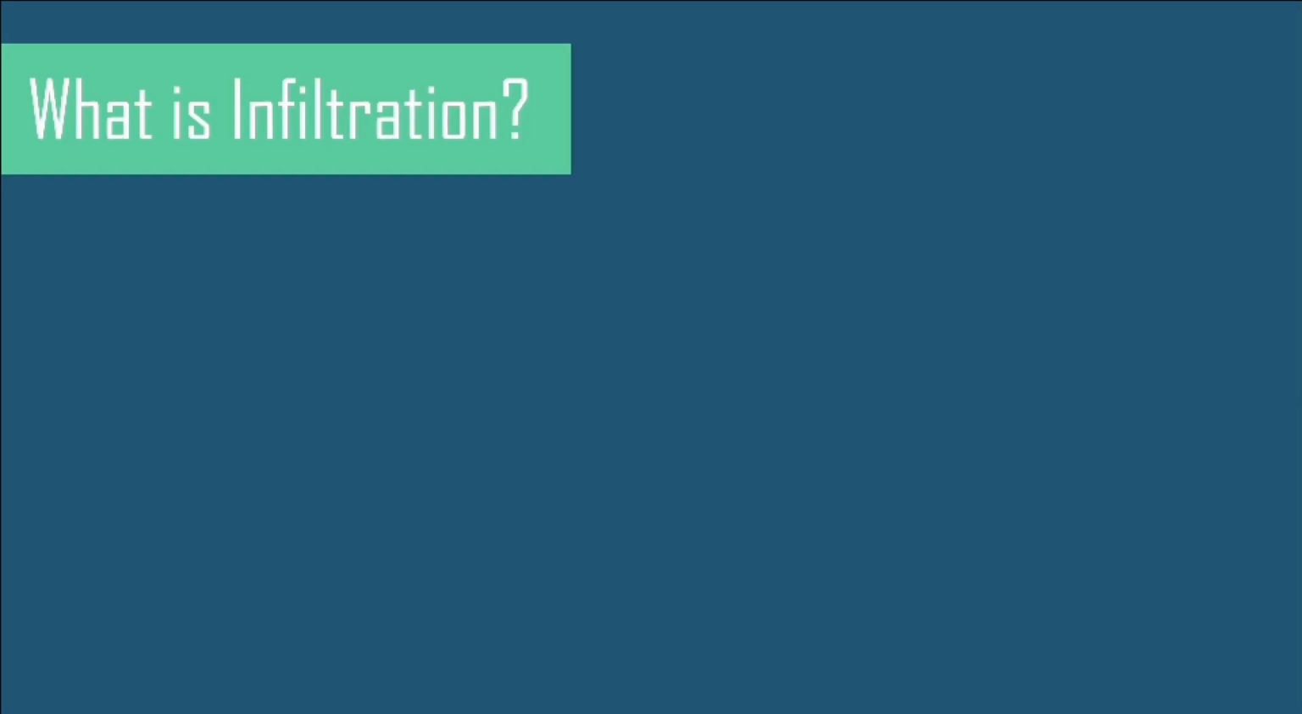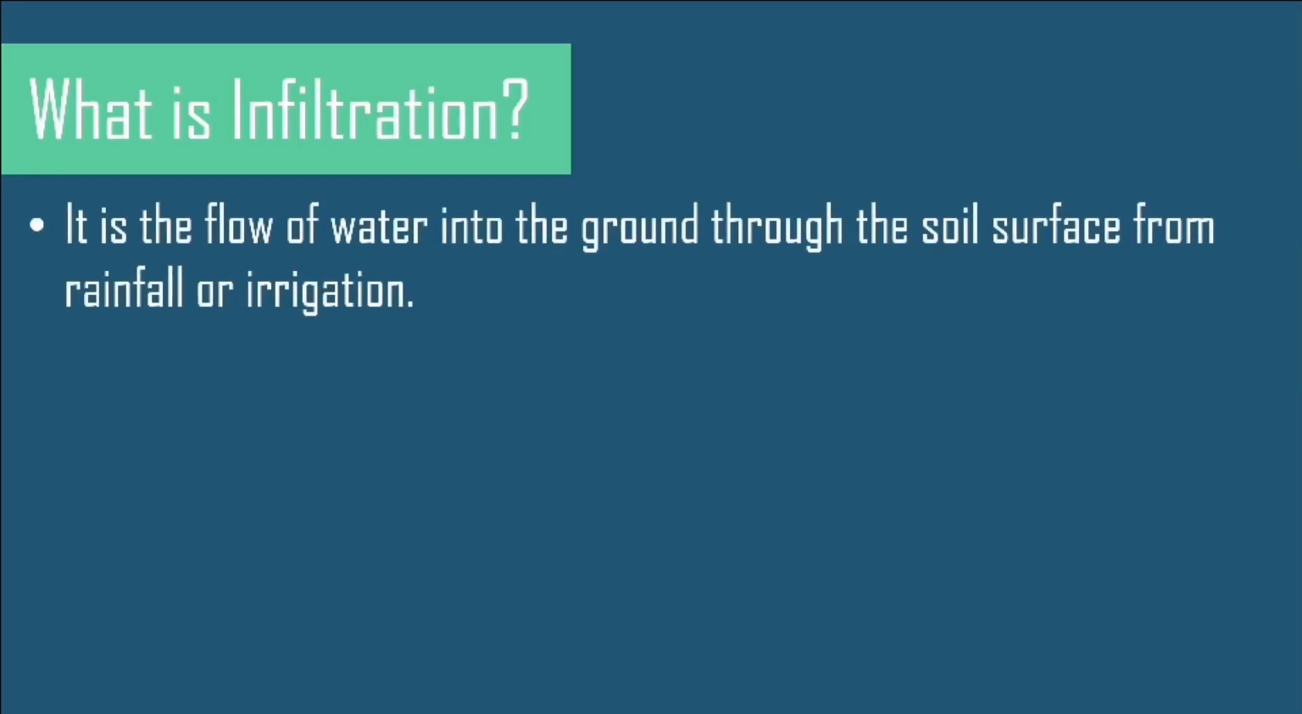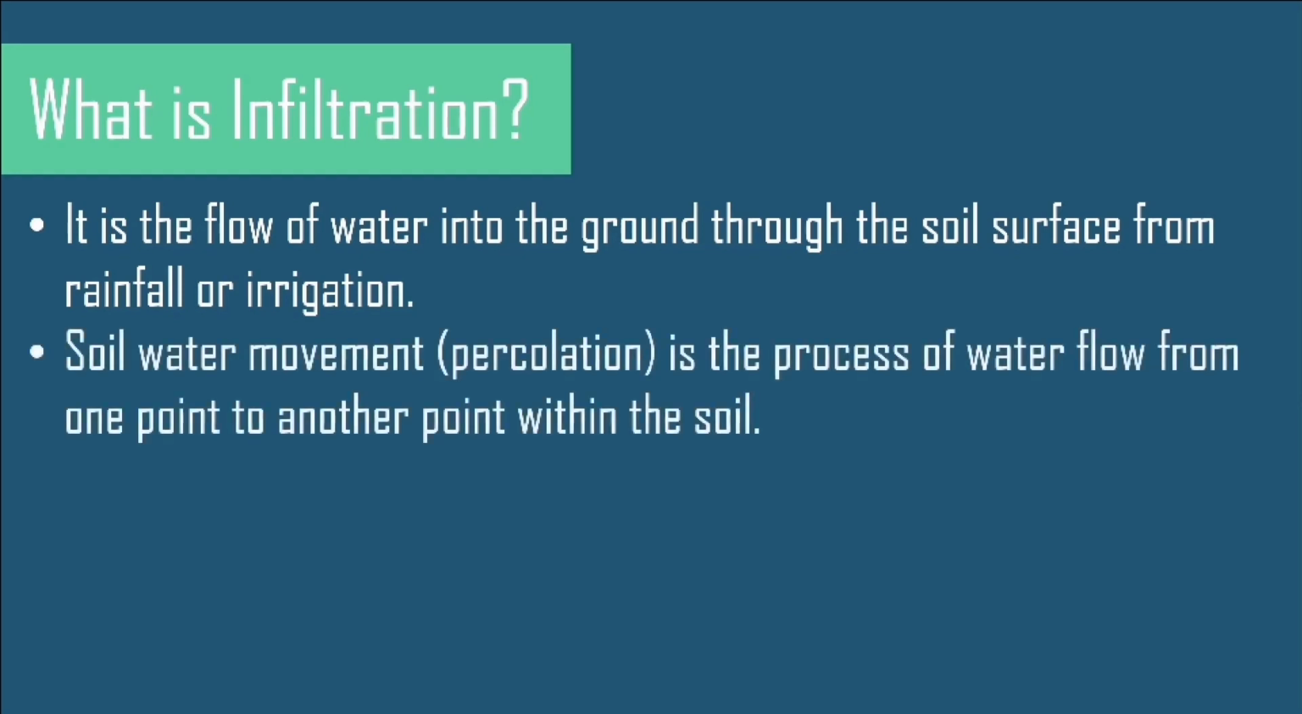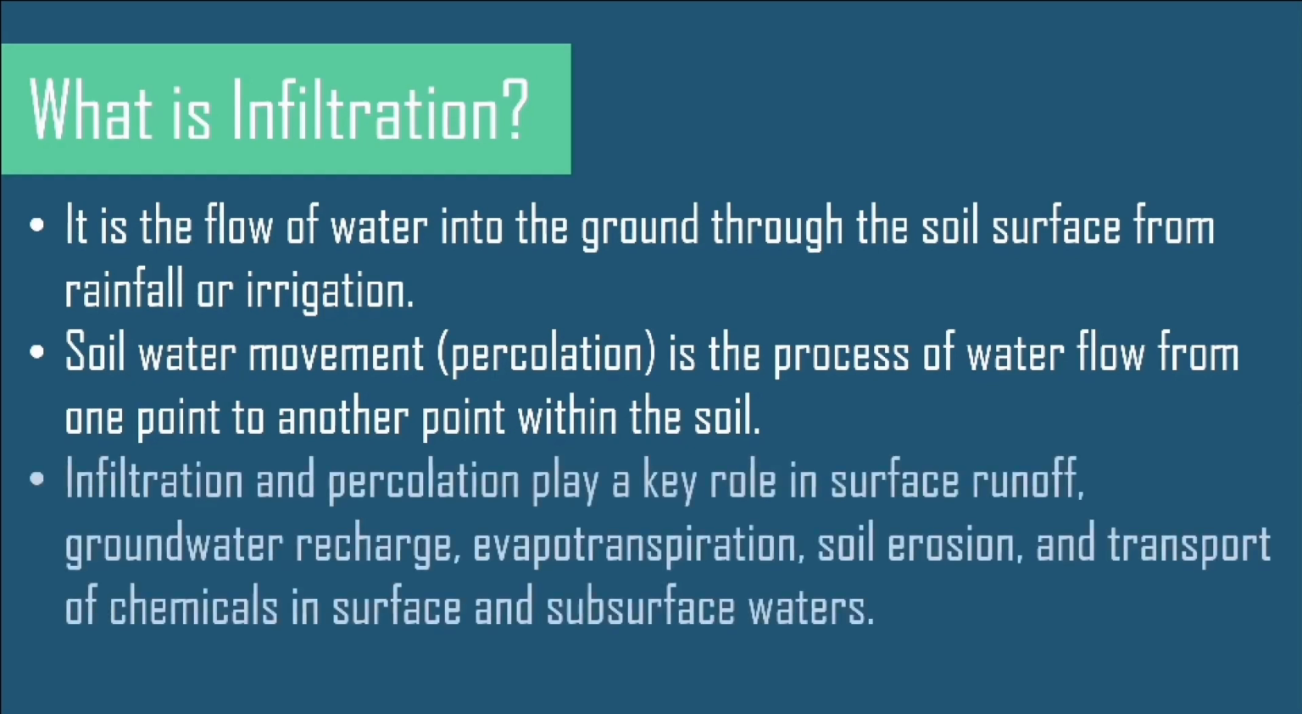So what is infiltration? It is the flow of water into the ground through the soil surface from rainfall or irrigation. In this scenario, percolation or soil water movement occurs. It is the process of water flow from one point to another within the soil. Infiltration and percolation play a key role in surface runoff, groundwater recharge, evapotranspiration, soil erosion, and transport of chemicals in the surface and subsurface waters.